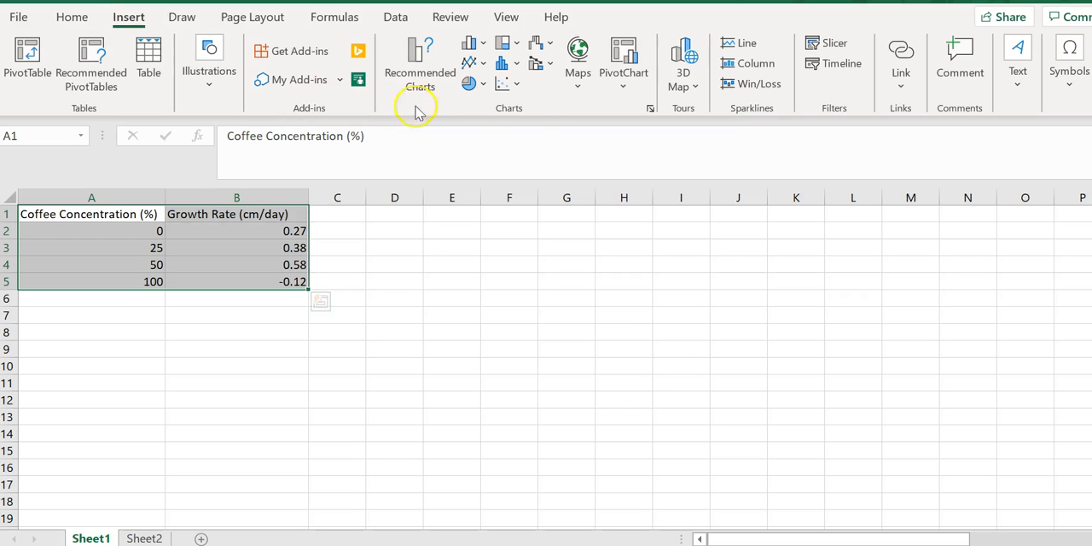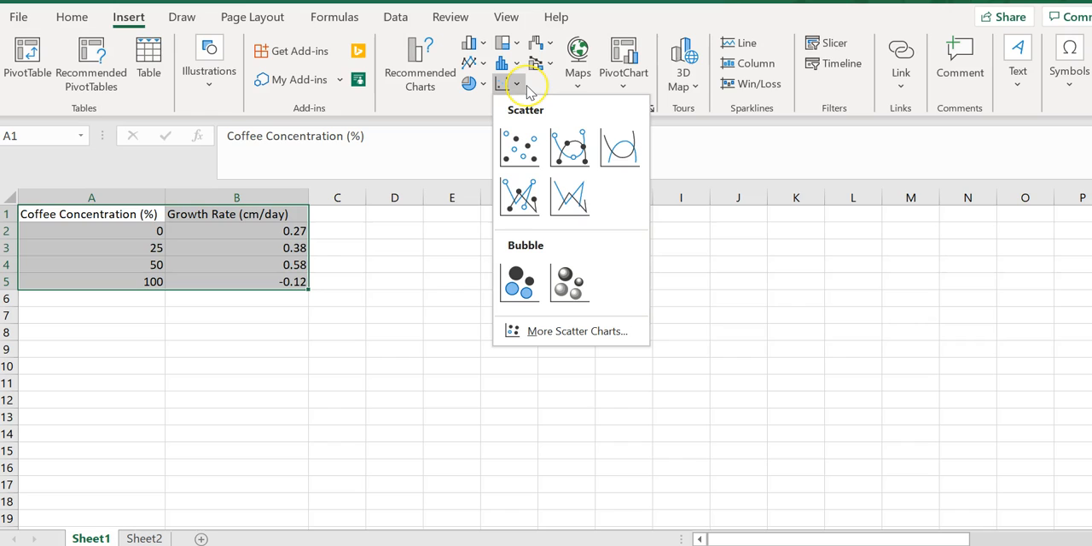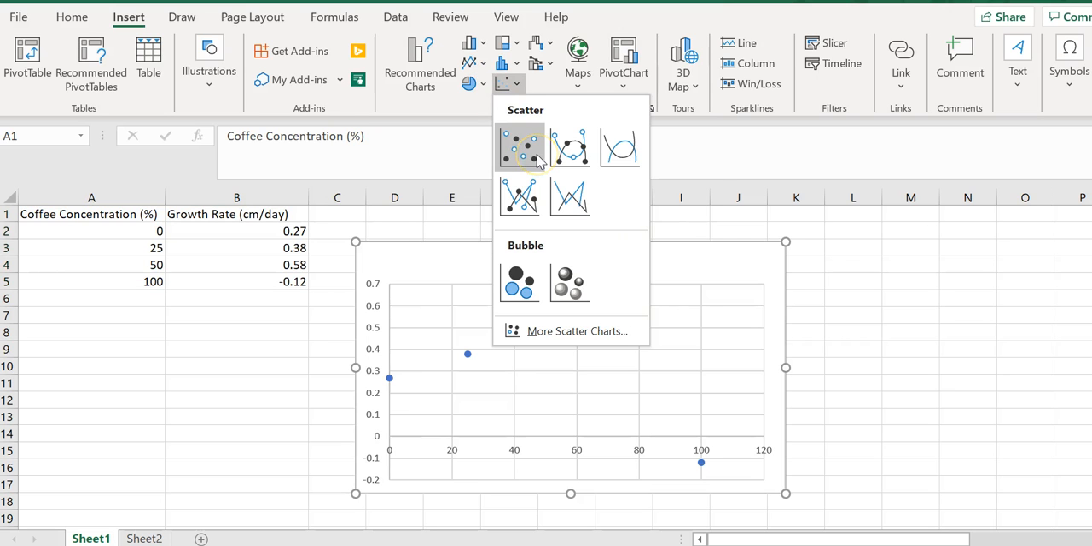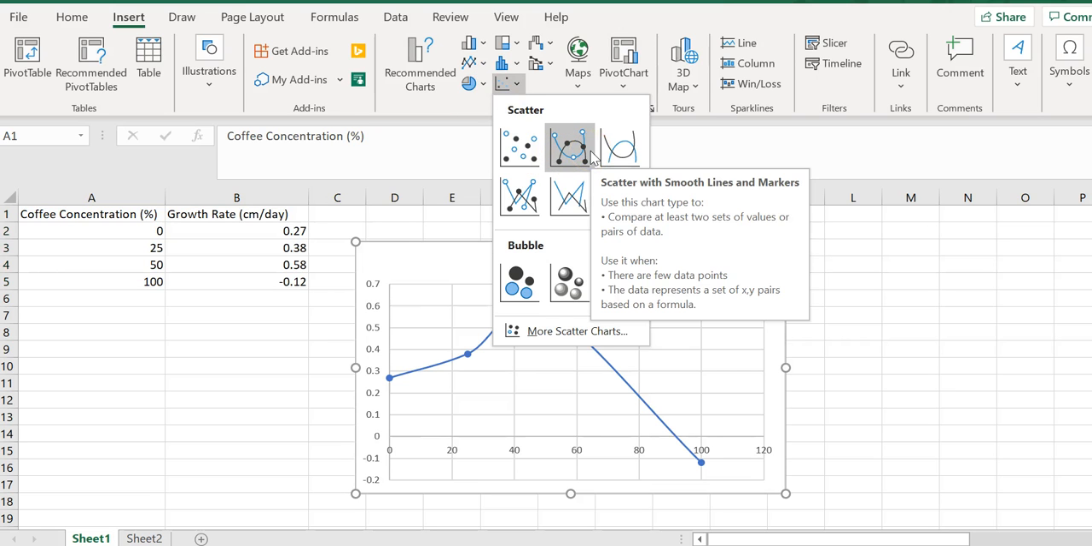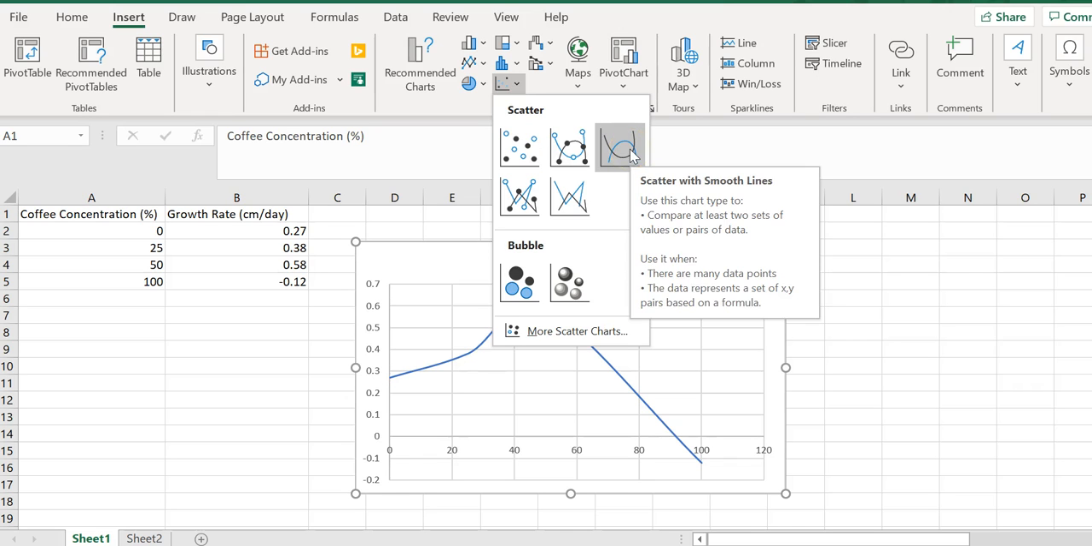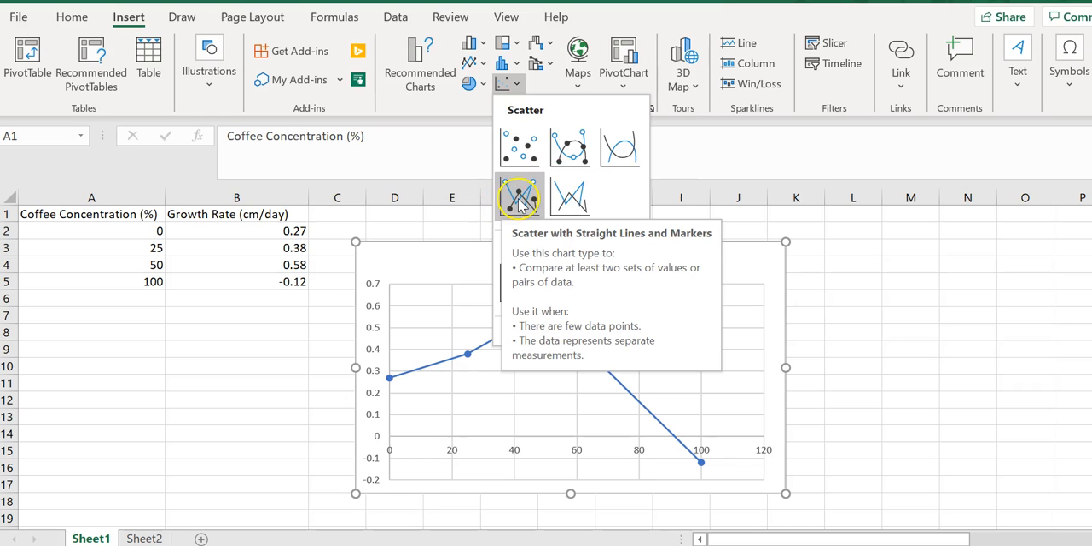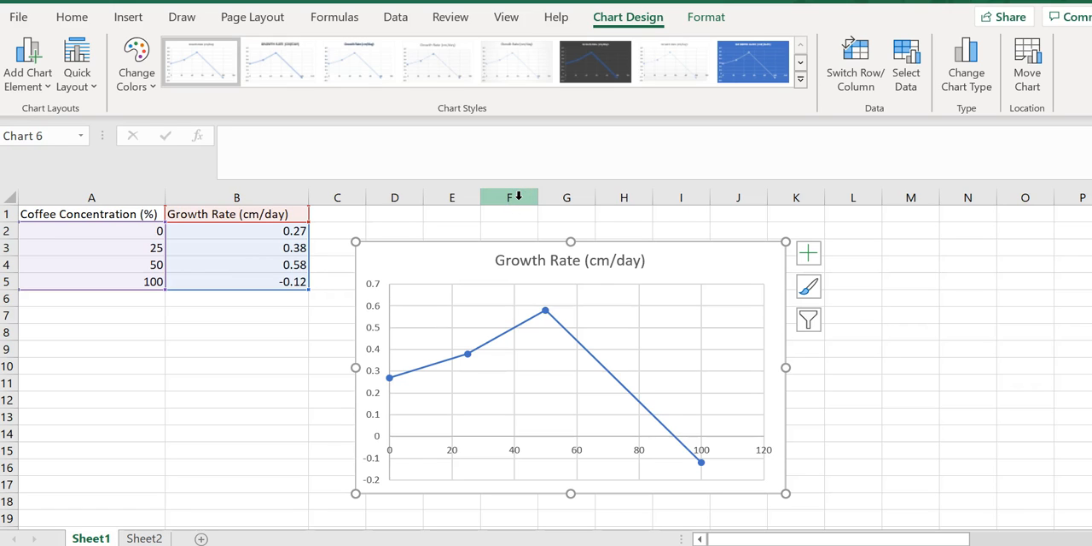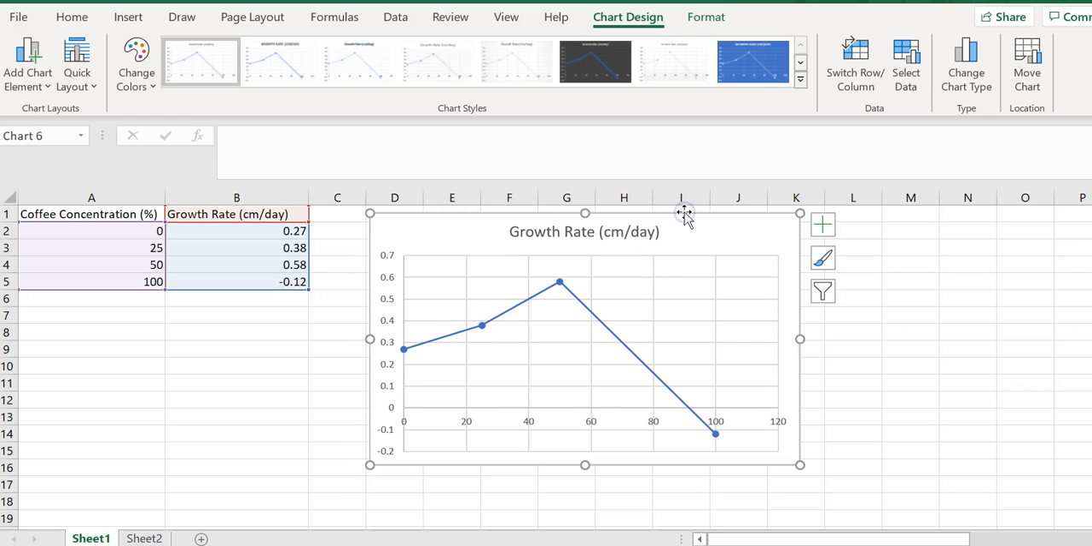Under Insert again, we're going to come here to our scatter plots. Sometimes students go to line graphs when they want to make line graphs, but actually we really want to go to scatter plots. I'm going to hover over these various lines, and I'm going to choose a scatter plot with straight lines and markers, just like the graph that was recommended to me. Now I'm ready to put the finishing touches on my graph.